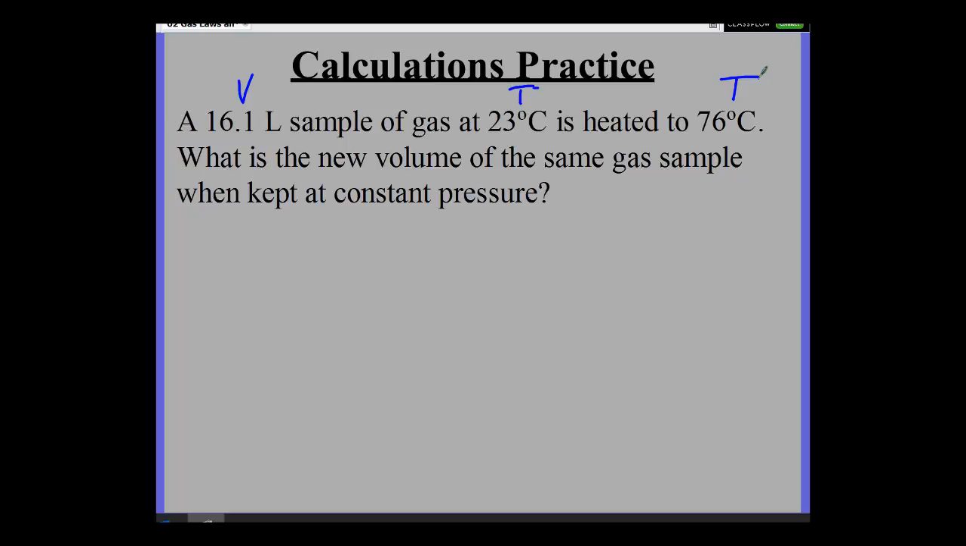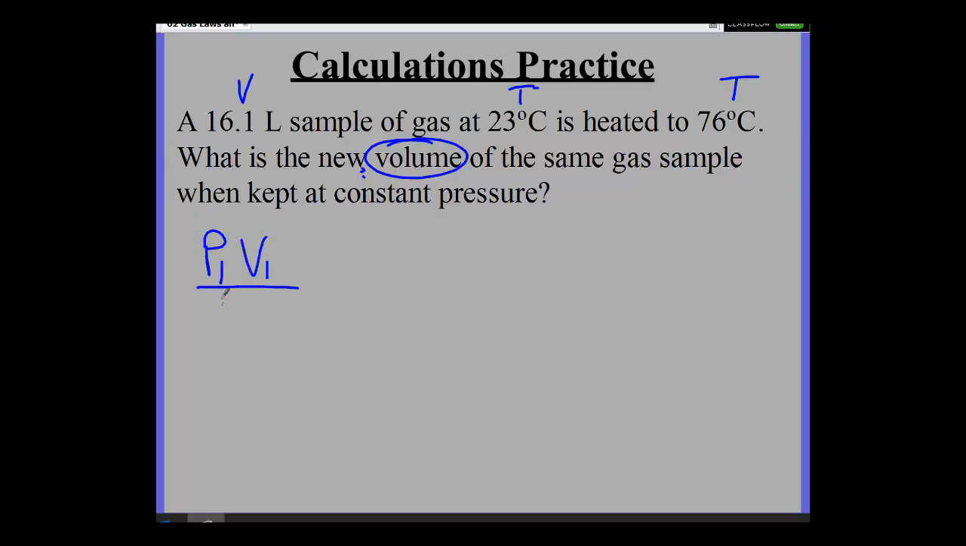It says, what is the new volume of the same gas sample when kept at constant pressure? So, I have a volume, I have two temperatures, and I'm asked to find another volume. So which one of these can I use to do that? The last one, okay? I have two temperatures, and this is the only one that has temperature twice. So we're going to use the last one.